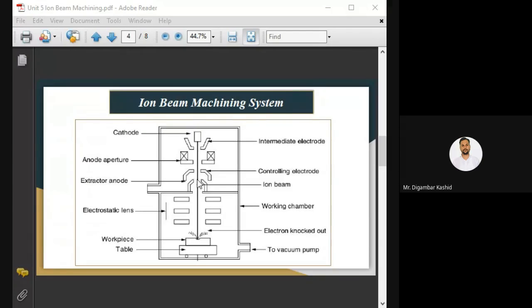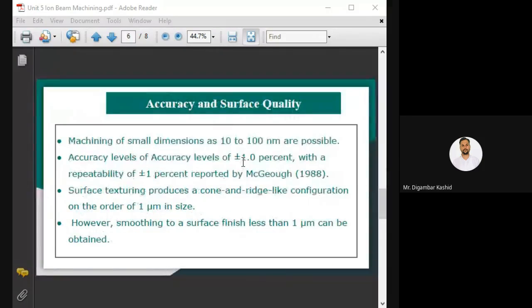Now let us discuss the accuracy and the surface finish. That is, you can call it the process characteristics of this ion beam machining. So here, machining of small dimensions of 10 to 100 nanometers is possible.